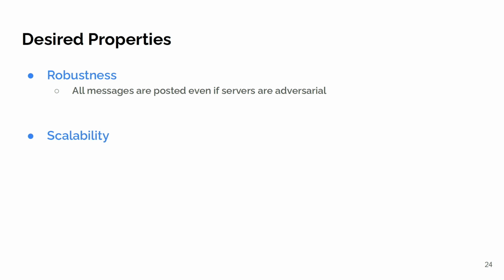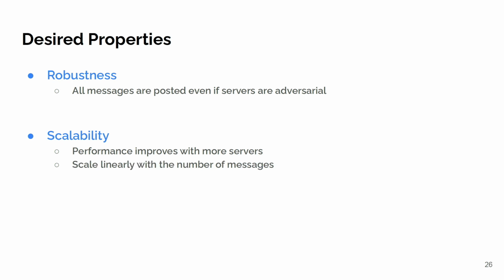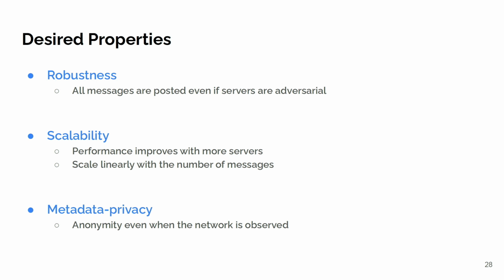But what we also want in Trellis is scalability. The problem with this mixnet is if we started adding more servers, it would actually take longer and longer because all these servers have to keep sending all the messages. We want the performance to improve with more servers. That seems like a reasonable thing to ask for. And here we also want to scale linearly with the number of messages. The mixnet does this, but there are other solutions that scale quadratically, and we're not interested in something that scales quadratically in the number of messages. And finally, we need metadata privacy. We need the anonymity, even when the network is being observed.